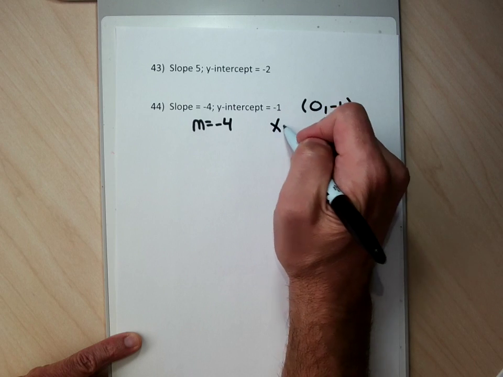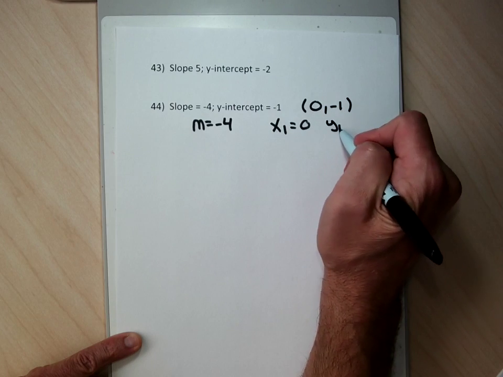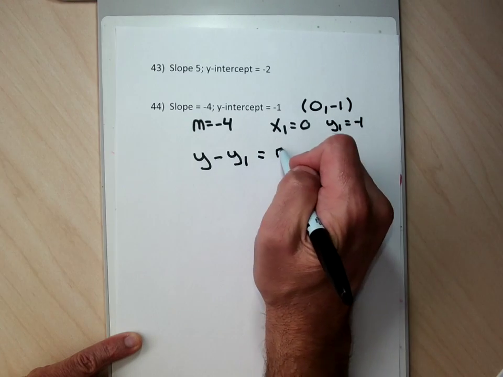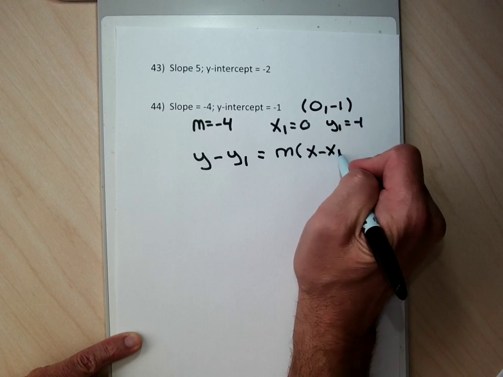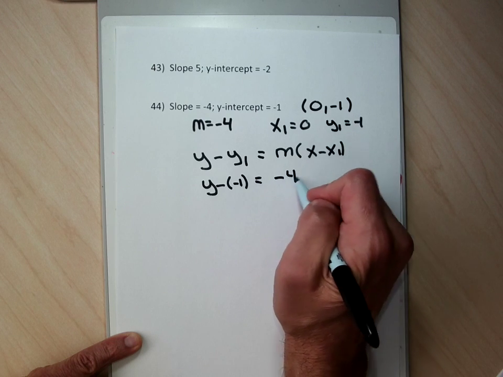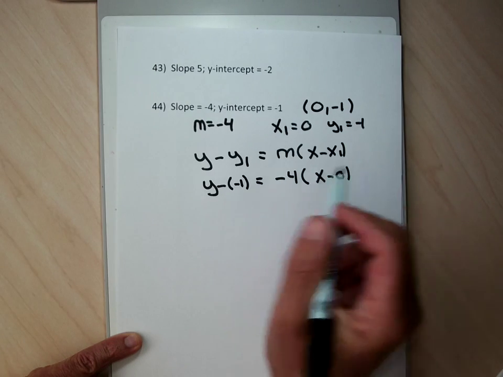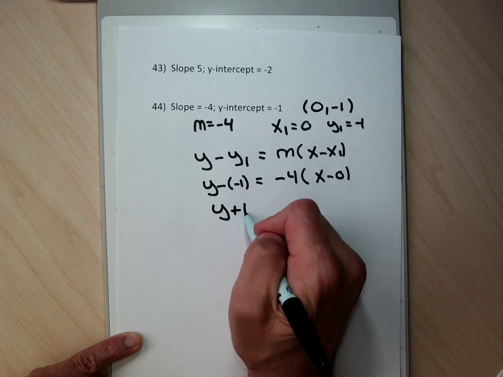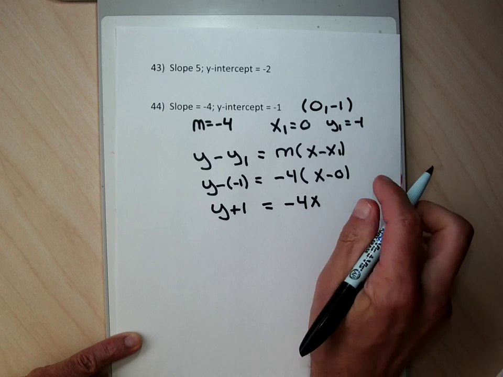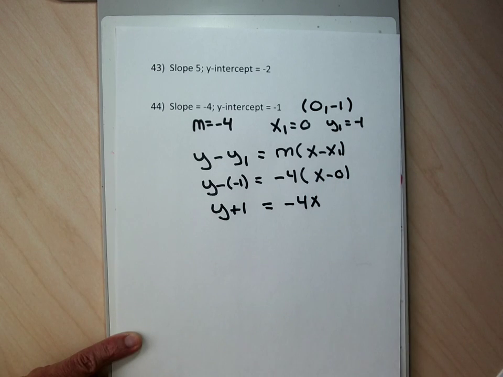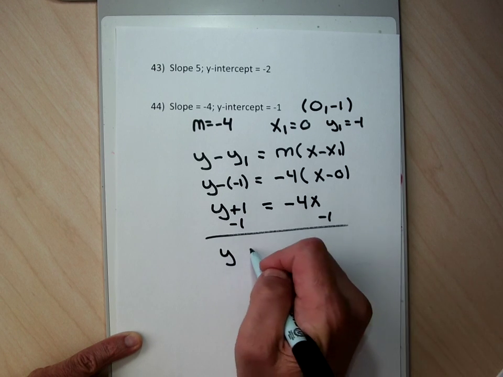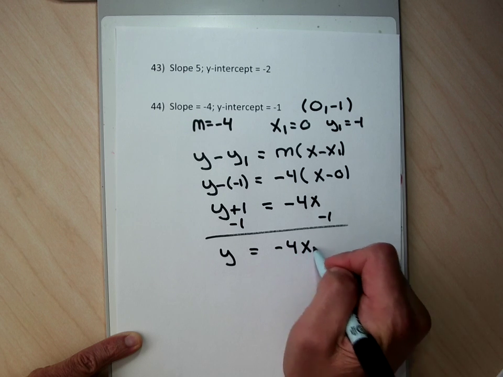So I'm going to use x1 equal to 0 and y1 equal to negative 1. And again, I'm going to use the y minus y1 equals m times x minus x1 formula. I'm going to go y minus a negative 1 equals negative 4 times x minus 0. I get a double negative on the left side that I'm going to turn to a plus. On the right side, this really just simplifies to be negative 4 times x, and I won't need the parentheses anymore because x minus 0 is x. Now I'm going to subtract 1 from both sides. This is going to give me the answer for problem 44, y equals negative 4x minus 1.